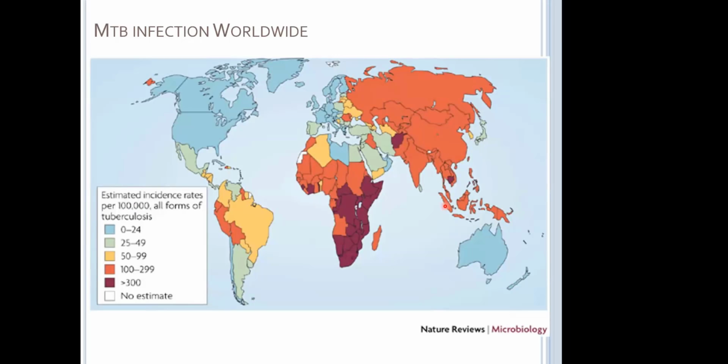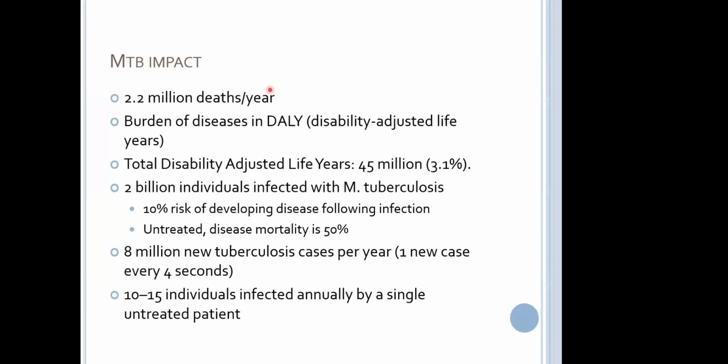MTB is widely distributed throughout the world, with obvious concentrations in certain areas where it's a major public health problem. It causes 2.2 million deaths per year, and has a humongous burden of disease when measured as disability-adjusted life years, so 45 million total DALYs. 2 billion individuals are infected with MTB, so a third to a quarter of the world. 10% have a risk of developing disease following infection. So some people do control MTB, and untreated disease mortality is 50%. There are 8 million new tuberculosis cases per year, 1 new case every 4 seconds, and 10 to 15 individuals infected annually by a single untreated patient. So the R naught for this is quite high.